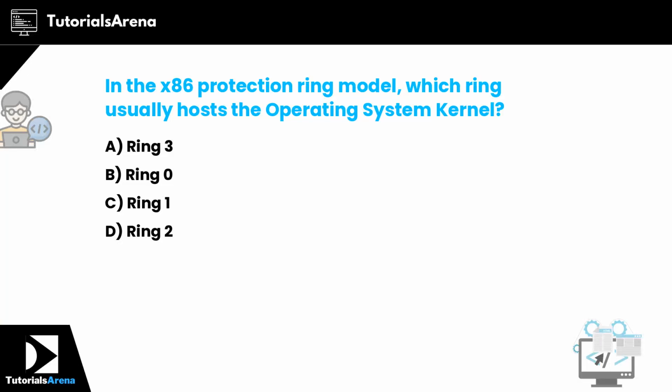In the x86 protection ring model, which ring usually hosts the operating system kernel? The correct answer is option B, ring 0.